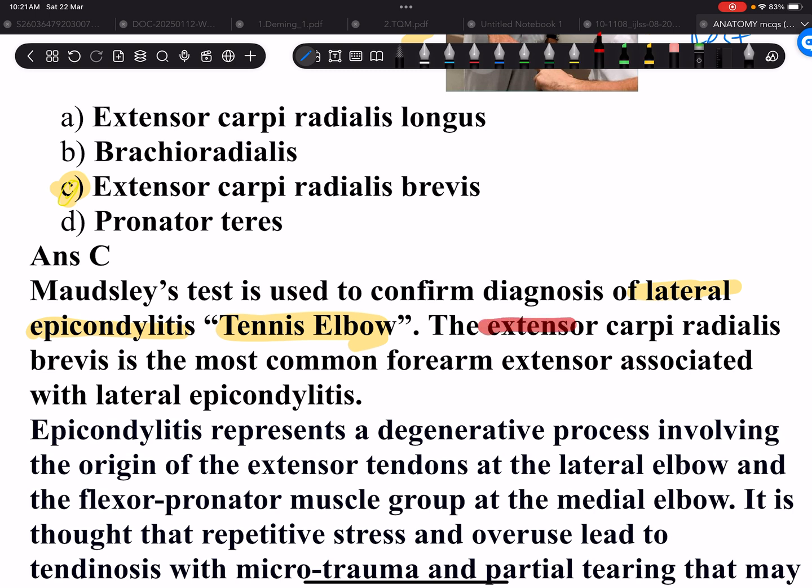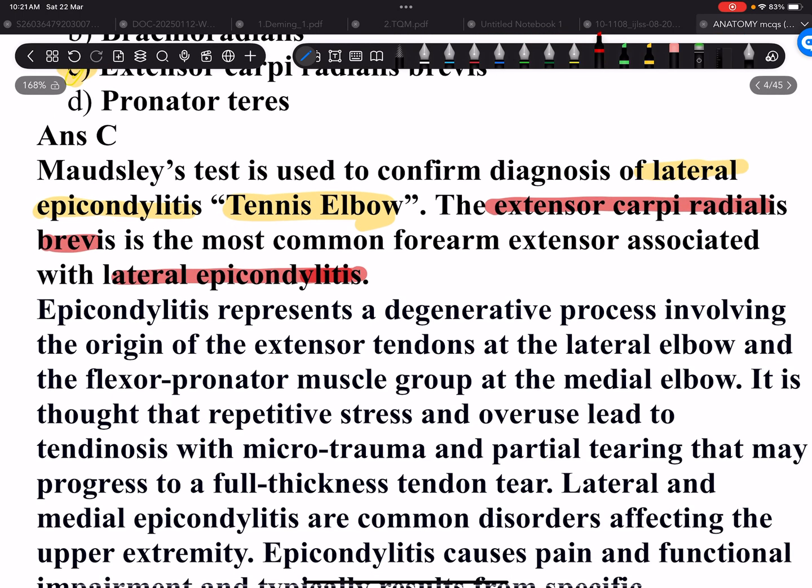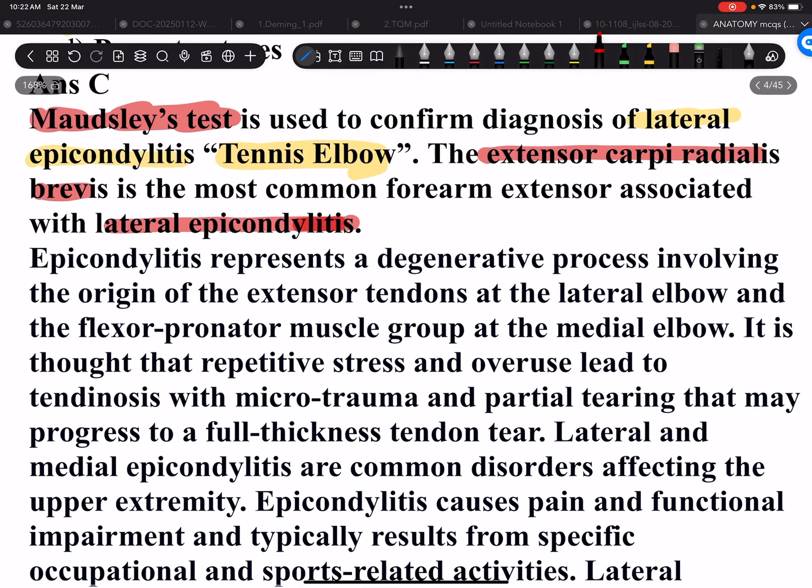So the answer is this, and the test we used is Maudsley's test. Now let us see what epicondylitis is.